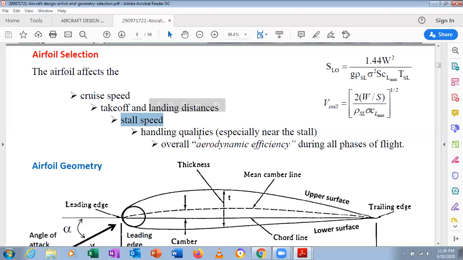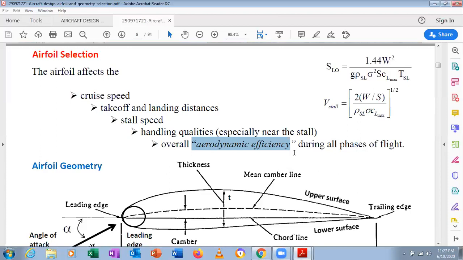And handling qualities, the aircraft handling qualities, that is what the pilot experiences, smooth or not. So how the pilot feels, we call handling and flying qualities, especially near the stall. How the pilot feels near the stall is what we call handling qualities, also dependent upon the airfoil selection. And overall aerodynamic efficiency during the phases of flight, that is L by D, we can determine the lift to drag ratio. It determines the aerodynamic efficiency during all phases of flight.